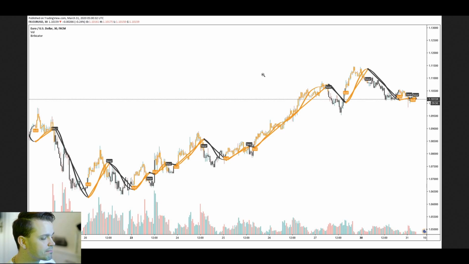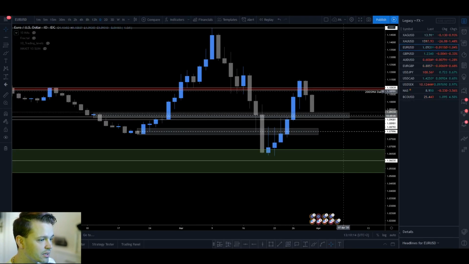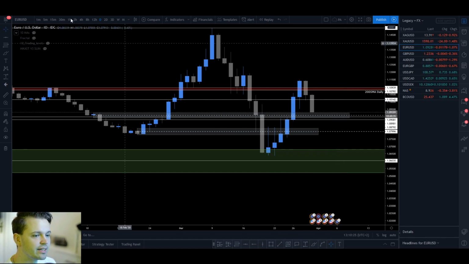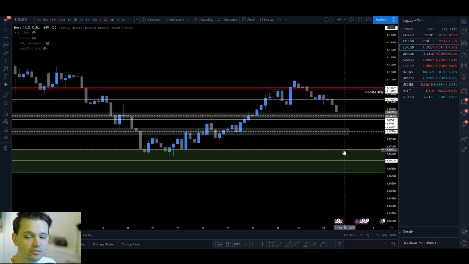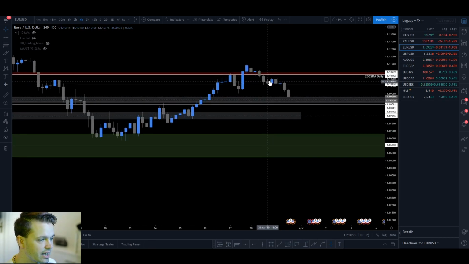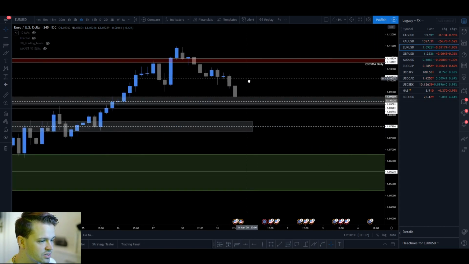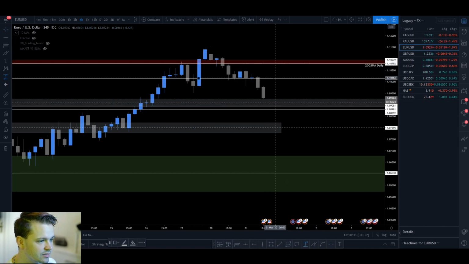That was at 1.1059. So that's around this area, right? And as you can see, beautiful, catching this trend beautifully. So if you entered that short, you are in quite a nice profit right now.